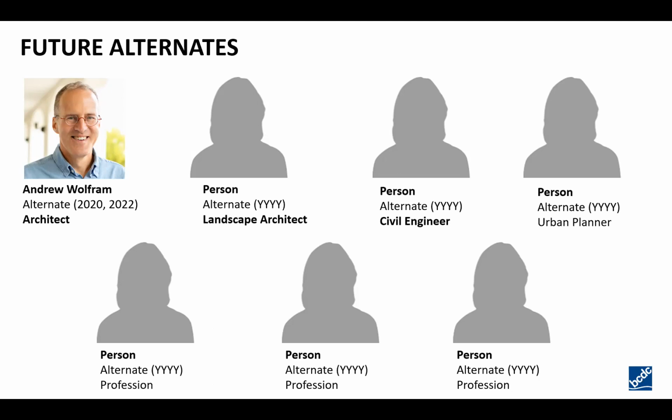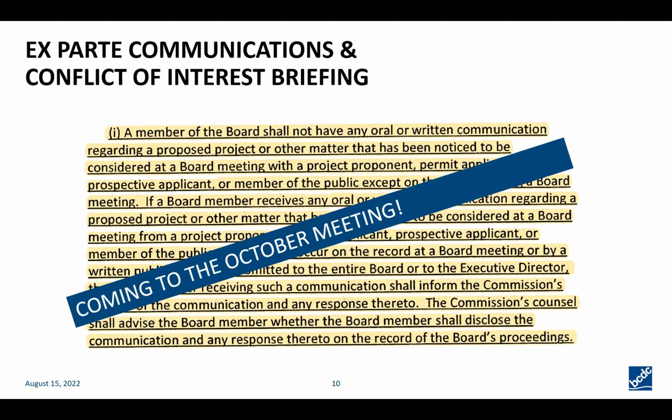Okay, so starting in October, we will have 1 board position and 6 alternate positions to fill. The goal is to replace the board member first, while nominating alternates over time, starting with the landscape architect, civil engineer, and planner positions. I will return to that in a later meeting so that we can discuss that process. But for now, I just wanted to say that that's forthcoming.